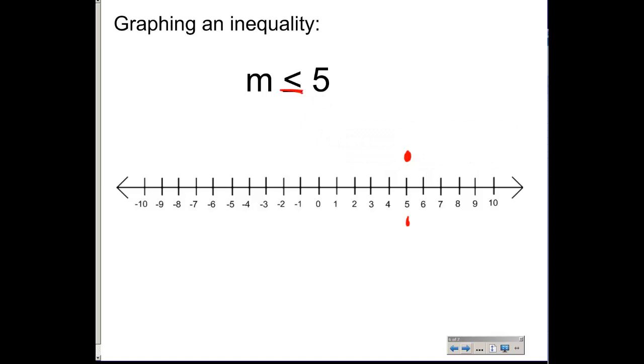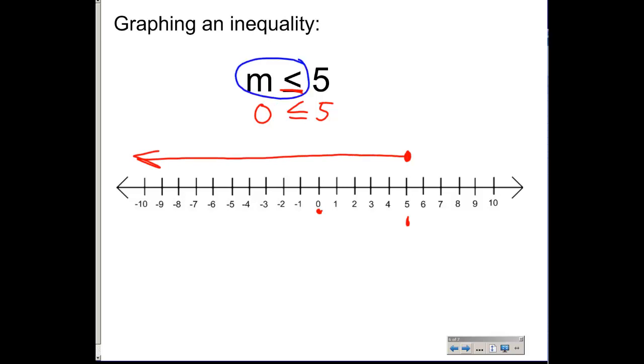If I pick 0, which is here, put 0 in place of m, 0 is less than or equal to 5. Well, yes, it is less than 5, so that makes it true, so I'm going to arrow towards that solution. Or, notice again that the inequality is facing away from the variable, which means I'm going to arrow to the left, or find all my solutions to the left of my boundary line or my starting dot.